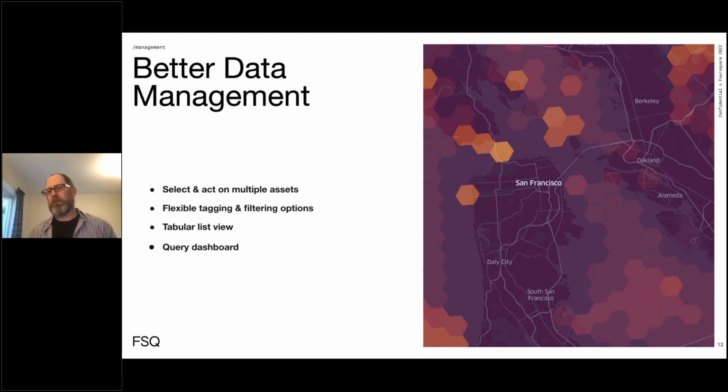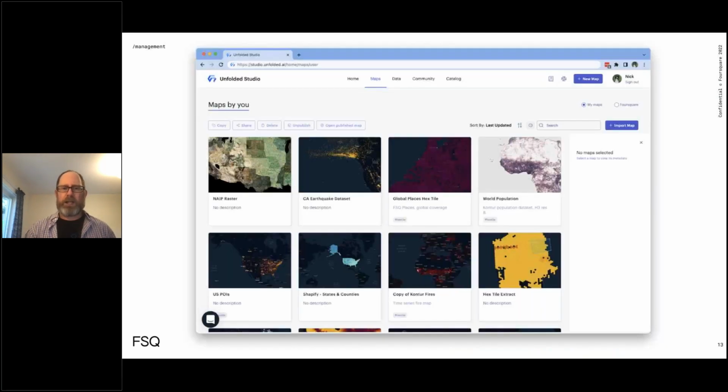So what I was just showing was what we think of as the studio portion of the app, the map itself, where you're looking at your data and doing analysis. But there's a whole other piece of the application, which is what we call the portal or the dashboard, where you can see all the maps that you've made. You can see all of the data sets that you've made. You can share them, act on them, delete them, open them.